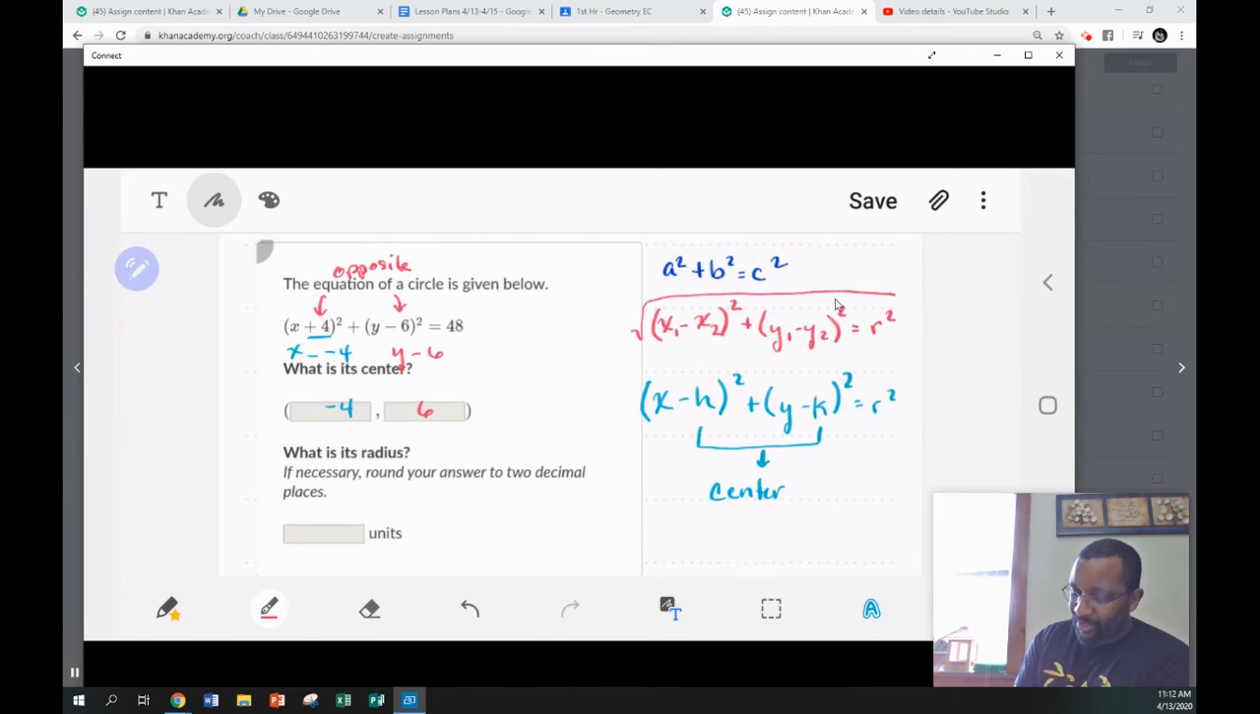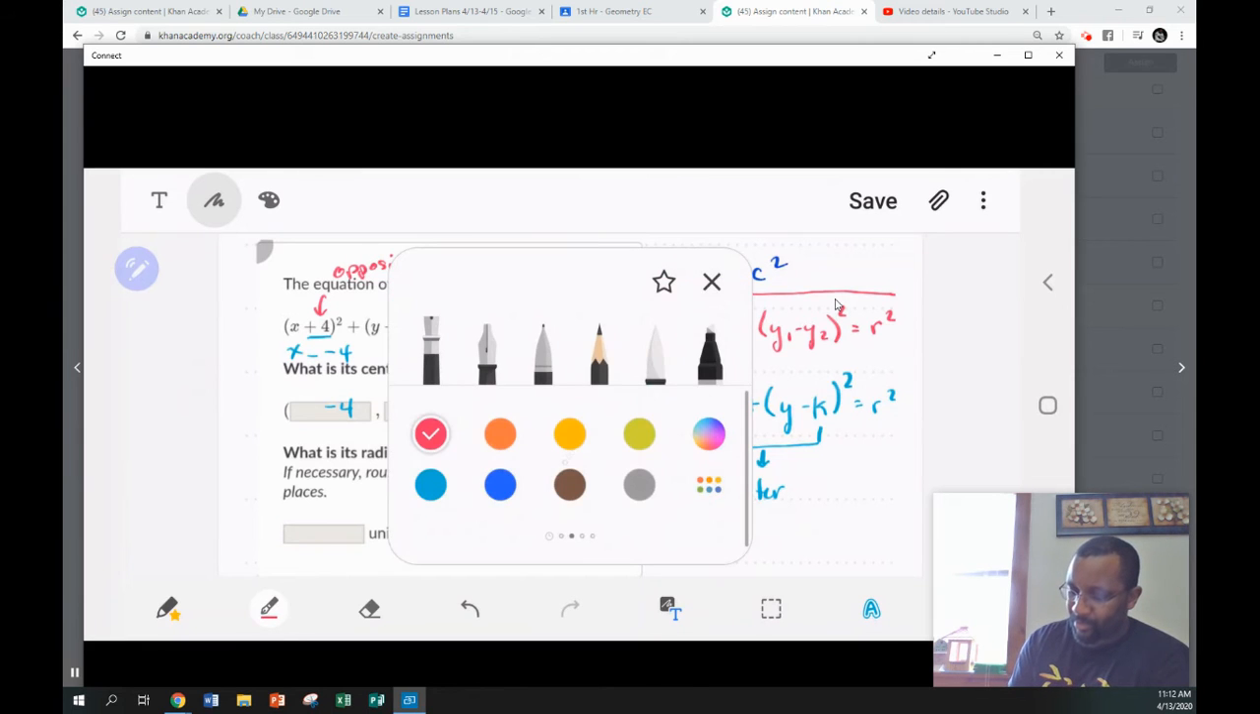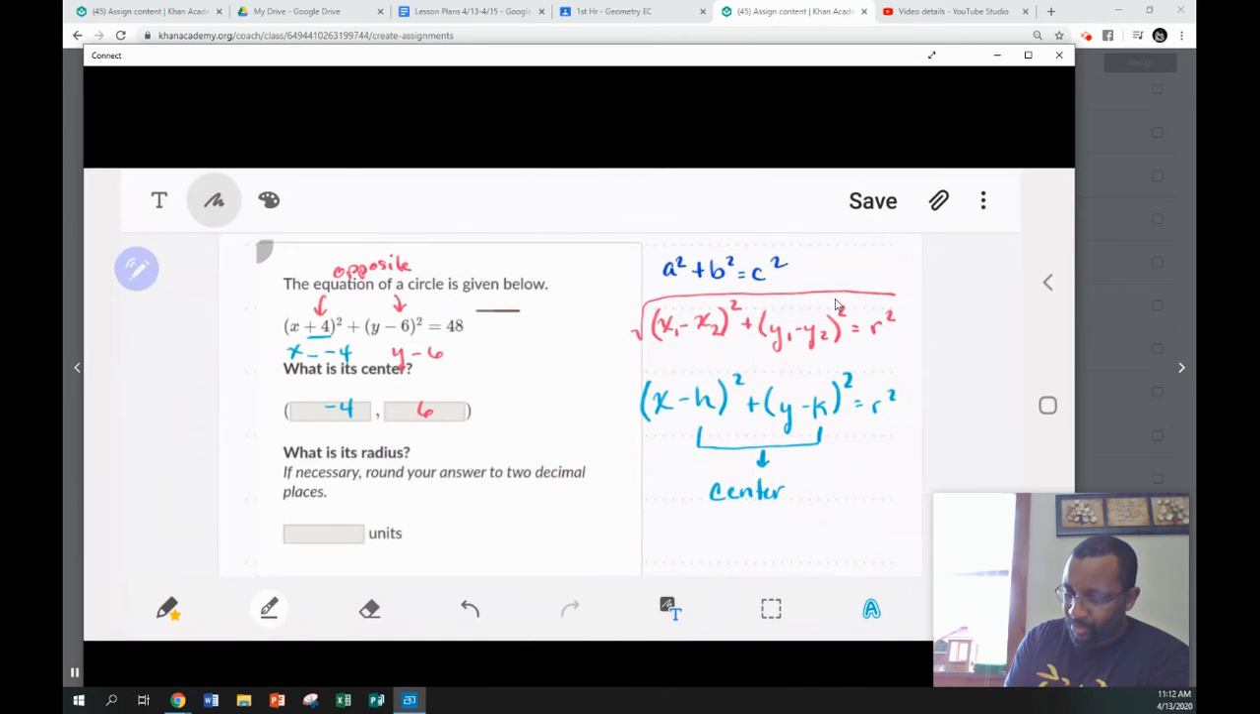And then what's the radius? The radius is this part right here. I'm sorry, that's radius squared, right? So if you want just the radius, it would equal the square root of whatever radius squared is. So in this case, the radius is the square root of 48. And then you'd be done, you'd be able to plug that in and you'd be good to go.